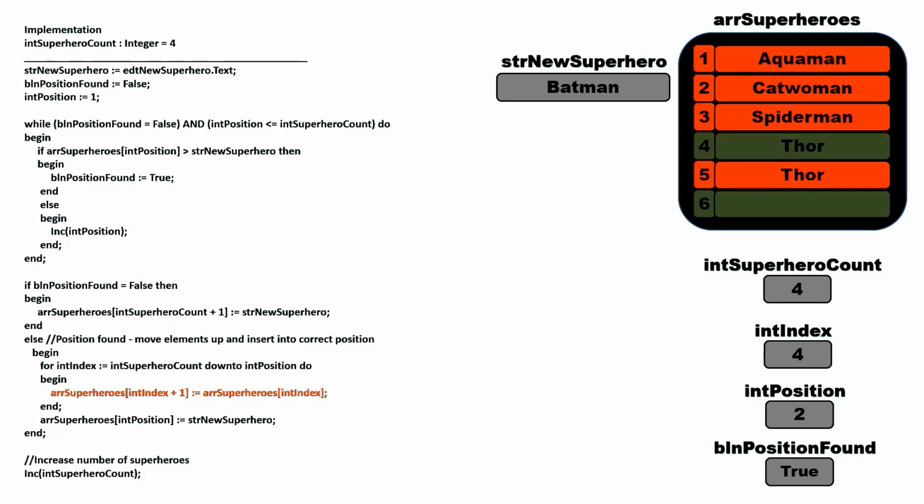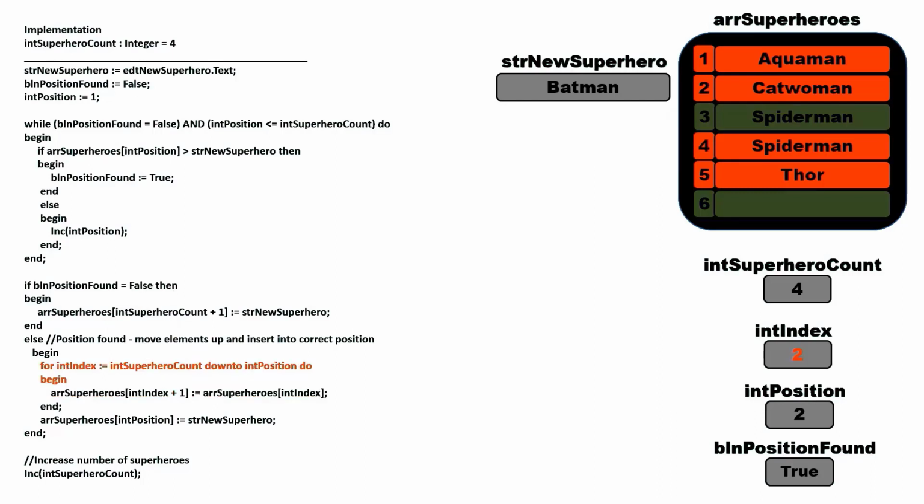Inside the for loop, you assign the name in the current index, that is index 4, to index 4 plus 1, in other words, index 5. So Thor in index 4 is written one position further in the array, to index 5. The loop enters again and decrements the index to 3. Then you assign the name in the current index, that is now index 3, to index 3 plus 1, in other words index 4. So Spider-Man in index 3 is written one position further in the array, to index 4.